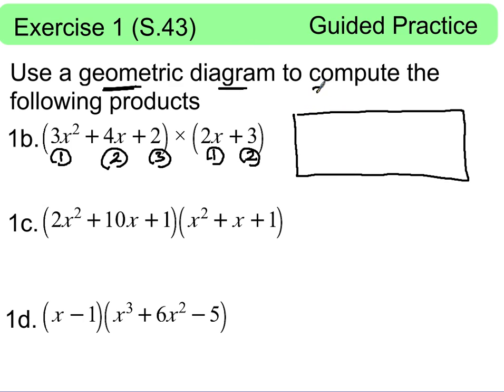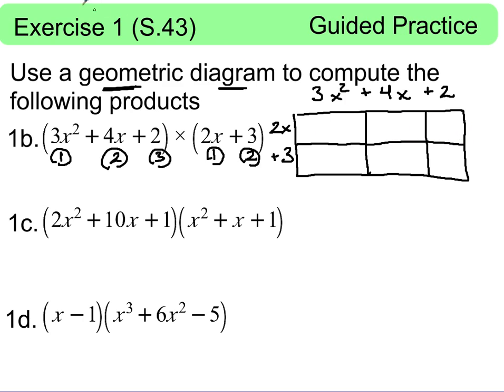If I was to write my 3x squared plus my 4x plus my 2 along the top, and my 2x plus my 3 along the bottom, I would take and divide this rectangle up everywhere I see a plus or a minus sign, across like so. So as in Gisela's example, we're going to do 2x times 3x squared to give us 6x to the third power.